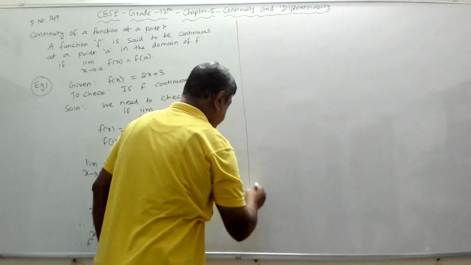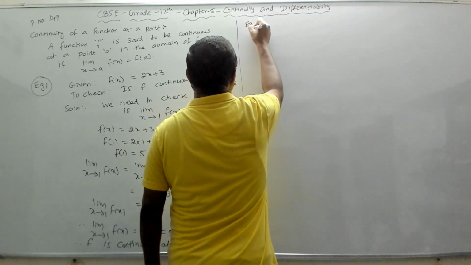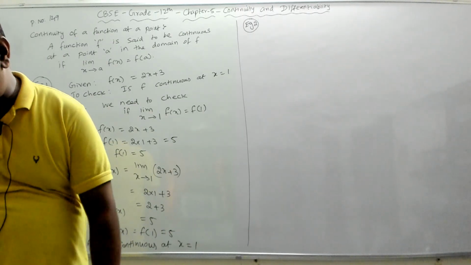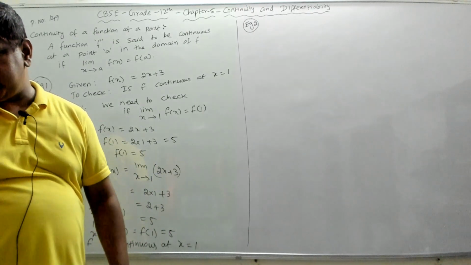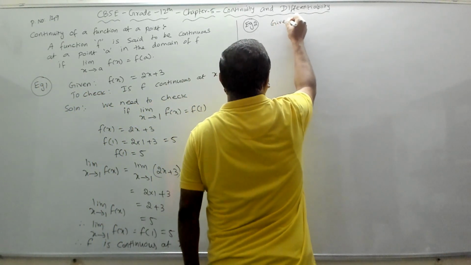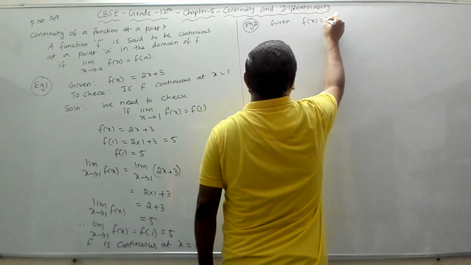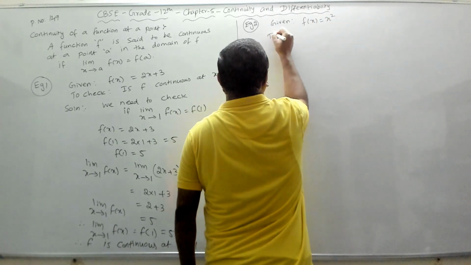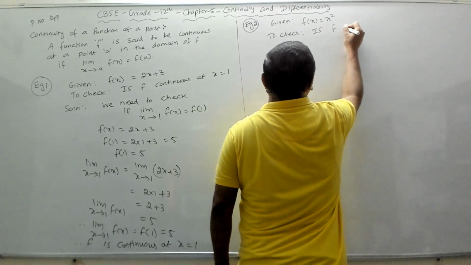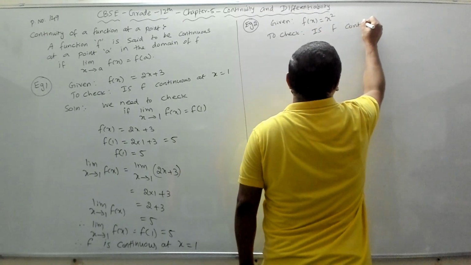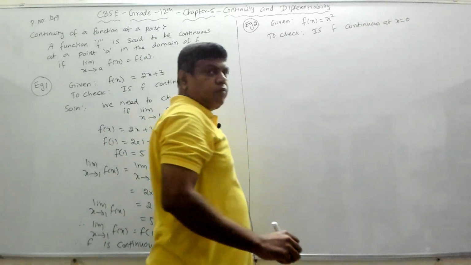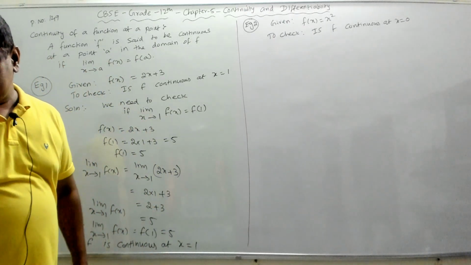Example 2. We have to check whether f is continuous at x equal to 0. So here, the given function is f of x equal to x square, and what do we have to check? We have to check whether f is continuous at x equal to 0.